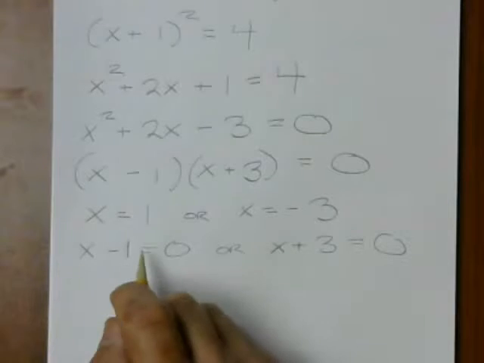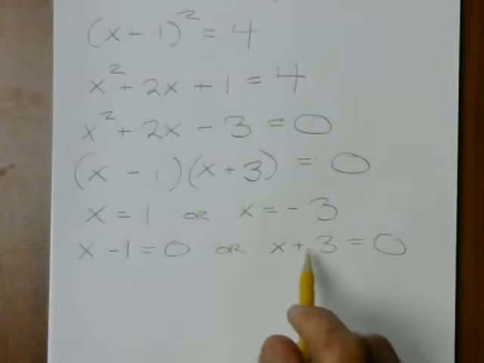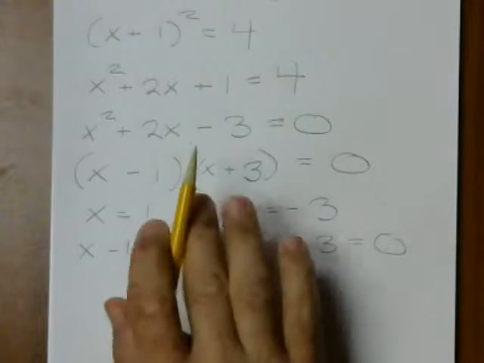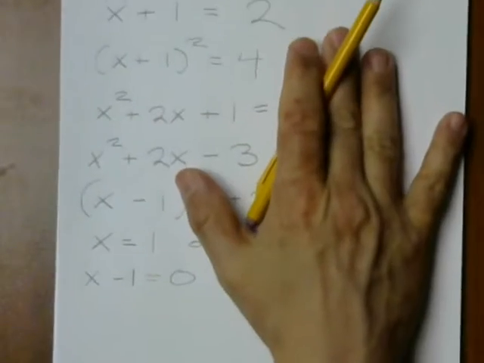I probably should have written this first, just to make sure you're all following. But of course, if x minus 1 is 0, then x is equal to 1. And if x plus 3 is 0, x equals minus 3. So two solutions, 1 and minus 3.